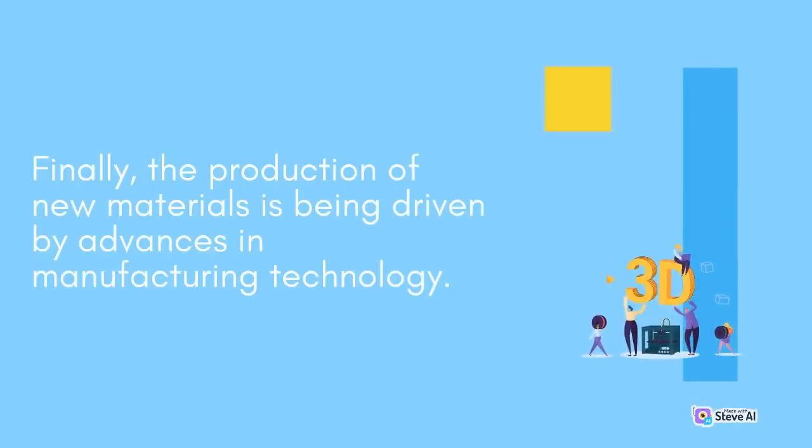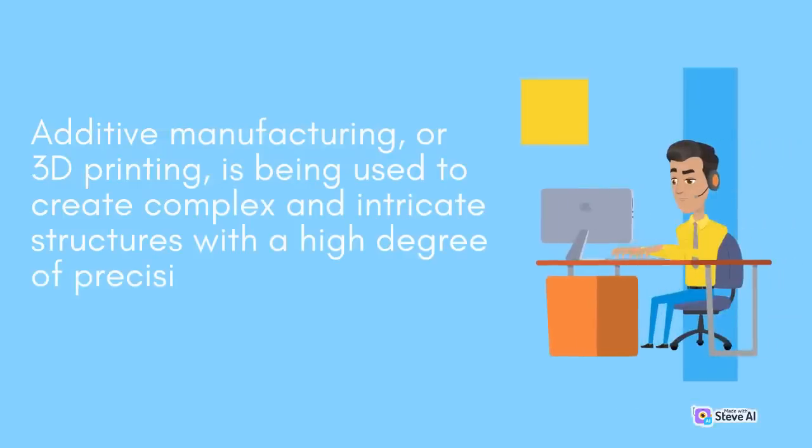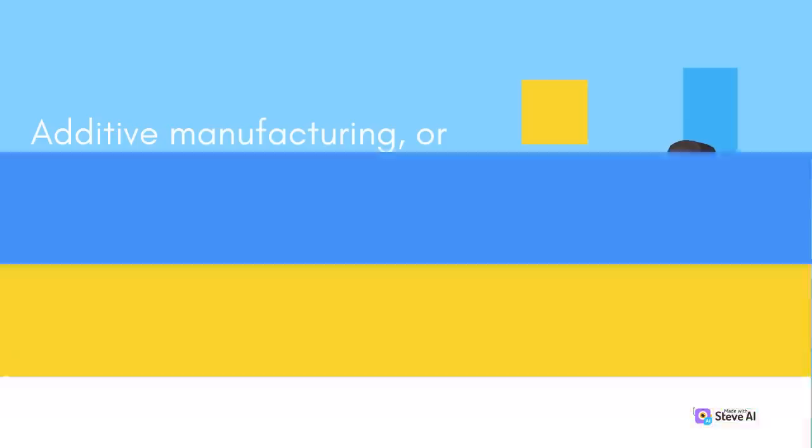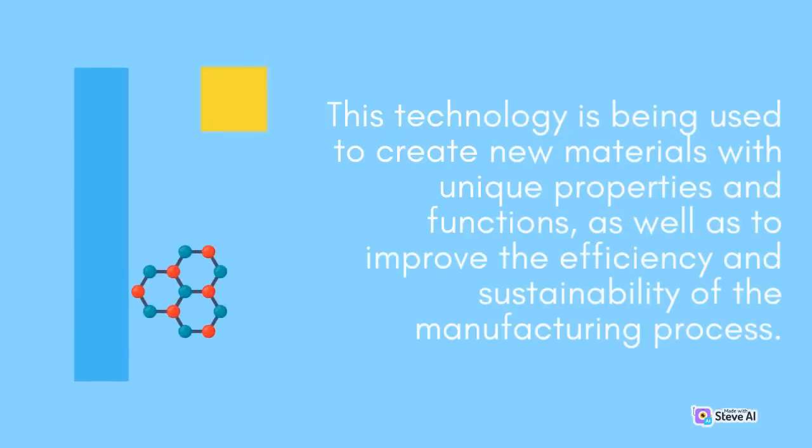Finally, the production of new materials is being driven by advances in manufacturing technology. Additive manufacturing, or 3D printing, is being used to create complex and intricate structures with a high degree of precision and accuracy. This technology is being used to create new materials with unique properties and functions, as well as to improve the efficiency and sustainability of the manufacturing process.